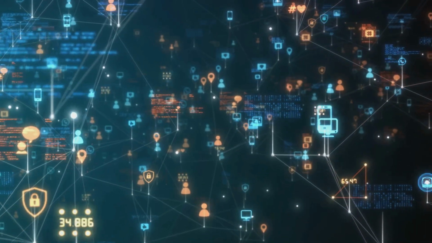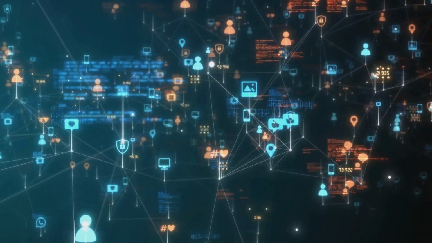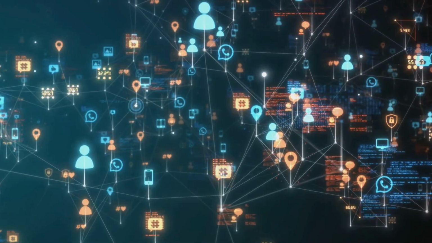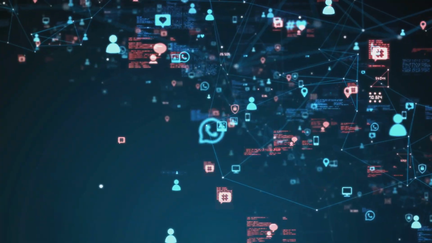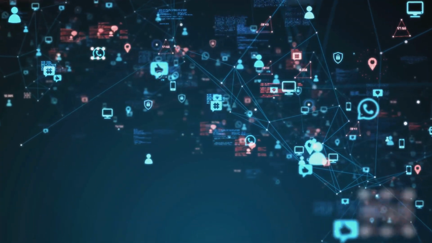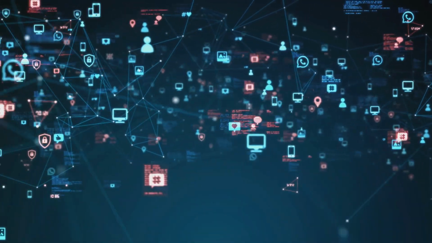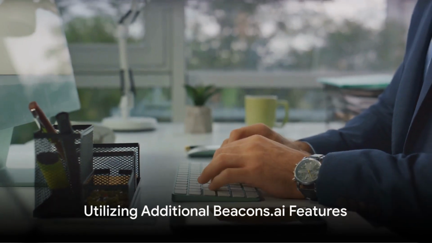So to recap, linking your social media platforms to your Beacons.ai page is as simple as clicking the Add button, selecting your platform, and inputting your handle or URL. It's quick, it's easy, and it's going to make your online presence that much stronger. Now your audience can find all your social media platforms in one place. Isn't that convenient?